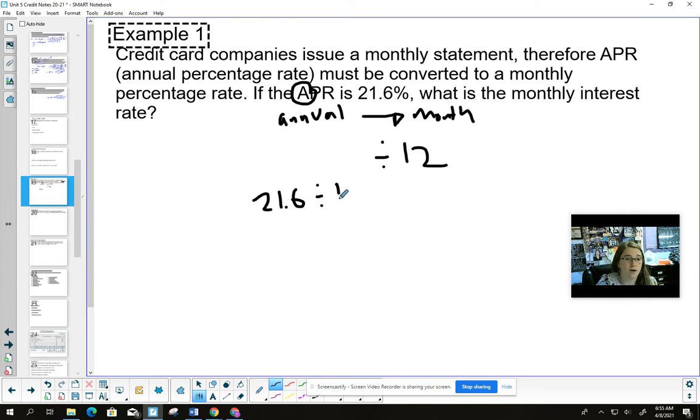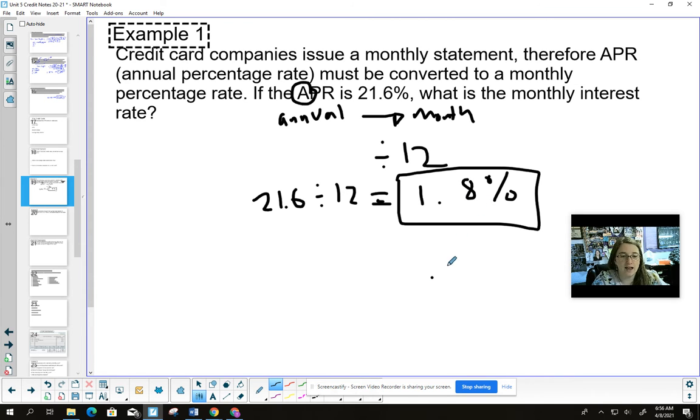21.6 divided by 12. This is the one time you do not have to divide this by 100. If you do, I'll still give it to you. But the reason why is we want the monthly interest rate. We're not going to do anything with it yet. So if they are just asking for the monthly interest rate, we're not going to use it. We just want to know what it is. Happens to be 1.8%.